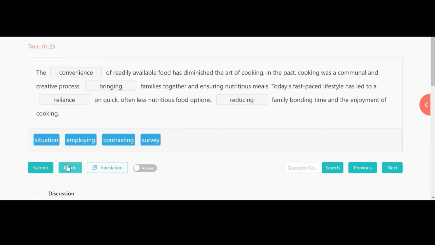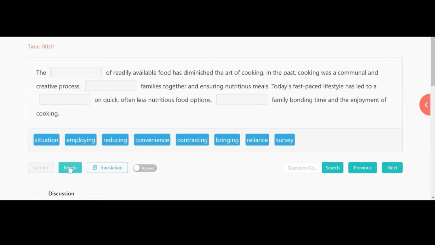Now, the other thing I will talk about here is understanding the paragraph. That's the third point I would raise. You can see, if I'm going to redo this right now, because we didn't understand what the whole paragraph was, we left the first blank empty. We didn't fill it. We went ahead to look at the second sentence that was talking about the communal, how cooking used to bring people together, and bringing about creative process. So this is how you need to think when you're doing this.